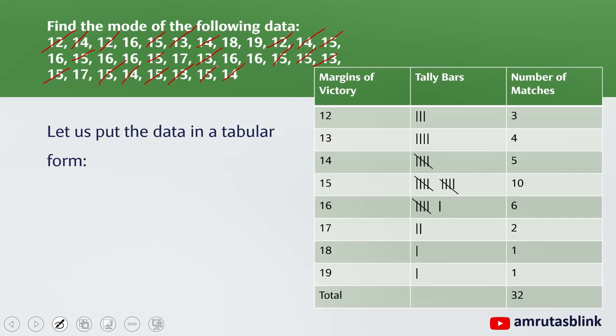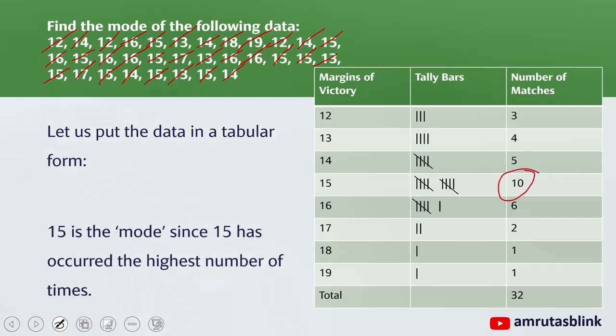For 16, it is 6. For 17, 2. For 18 it is just 1. For 19, 1. So the maximum number of matches is 10. Hence 15 is the mode of the data.